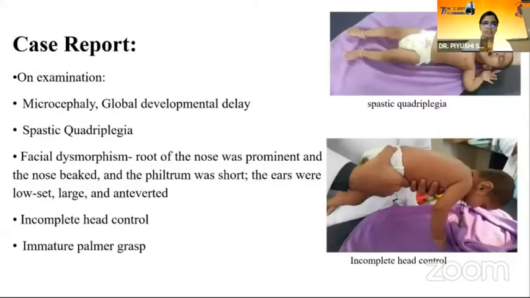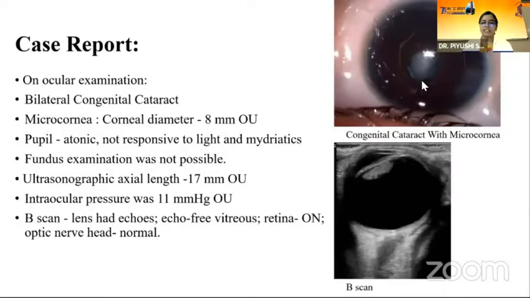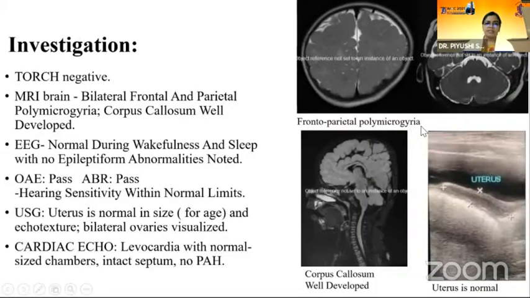On examination, the child had microcephaly, spastic quadriplegia, incomplete head control, facial dysmorphism, and immature palmar crease. On ocular examination, she had bilateral congenital cataract and microcornea with corneal diameter of 8 mm in both eyes. The pupil was atonic, and fundus examination was not possible. The intraocular pressure was 11 mmHg and B scan was normal. On investigation, TORCH testing was negative.